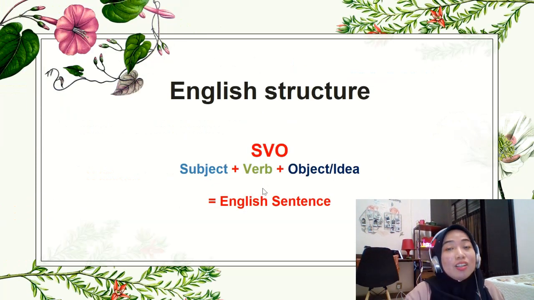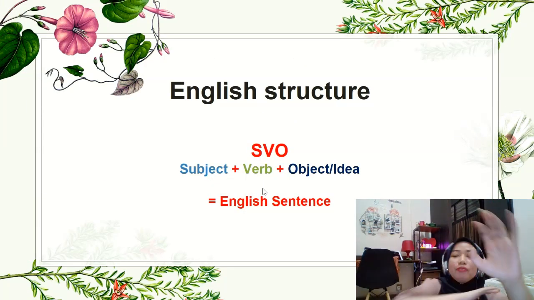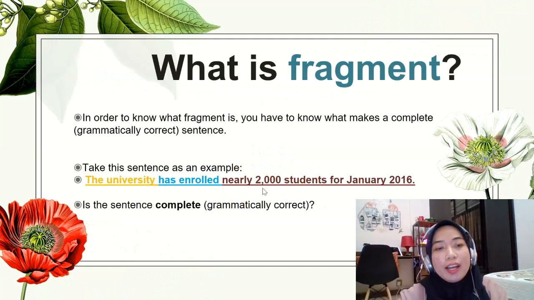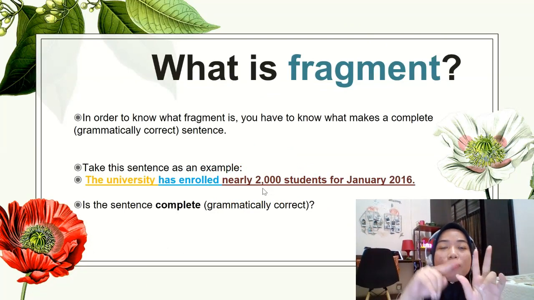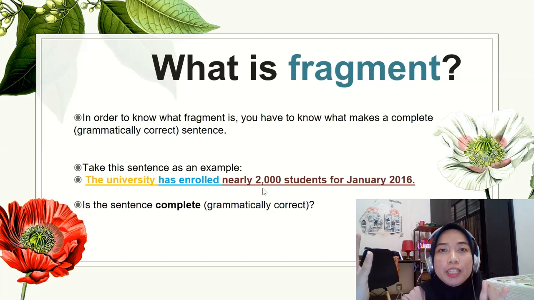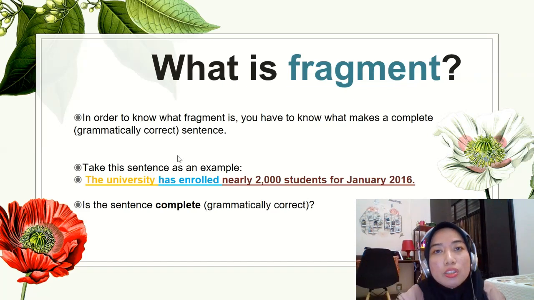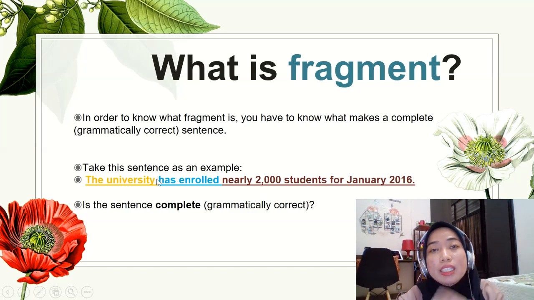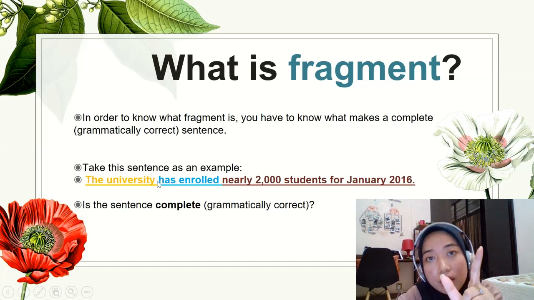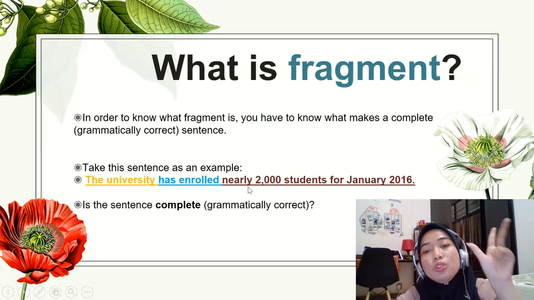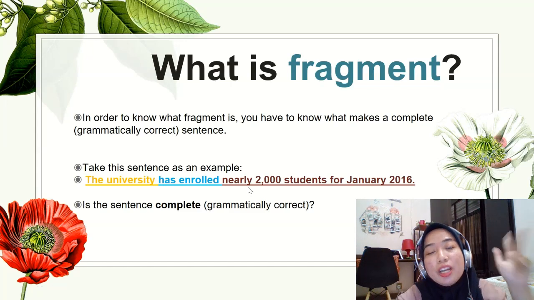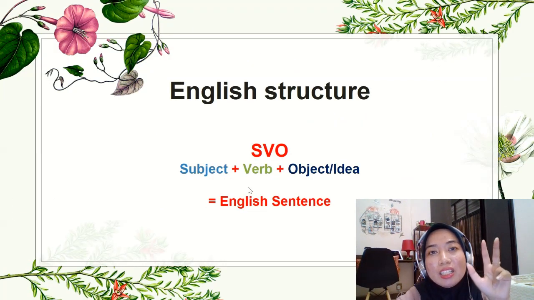Yes? Why? So if we go back here and take a look by using the formula of subject, verb, and object, can you tell me where is the subject? So here the subject is the university. Very good. The university is the subject of this sentence. Has enrolled is the verb for this sentence. And lastly, nearly 2,000 students for January 2016 is the object of the whole sentence. So basically, this is a correct sentence.